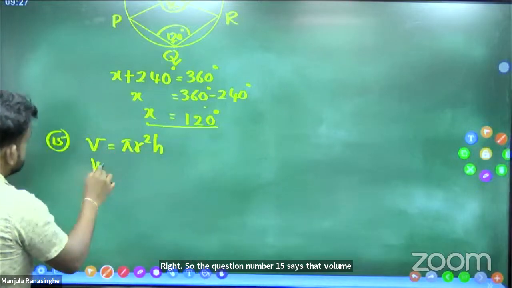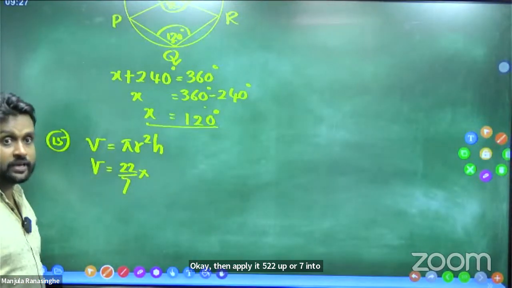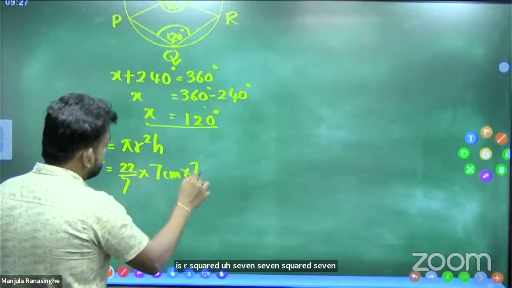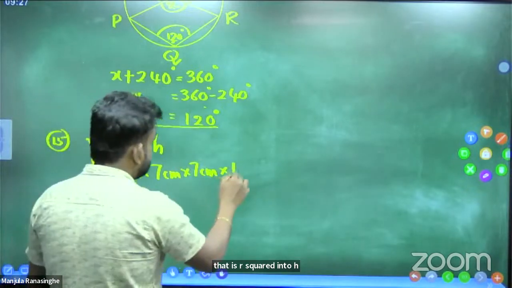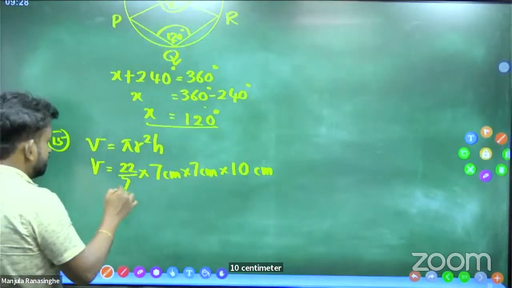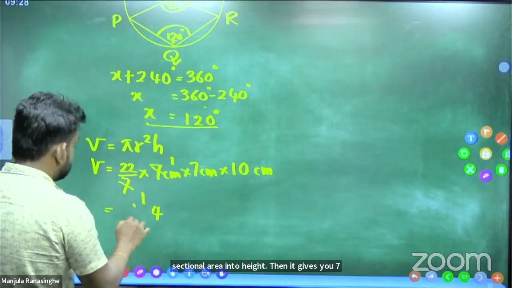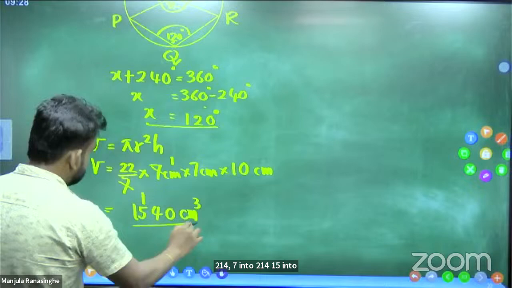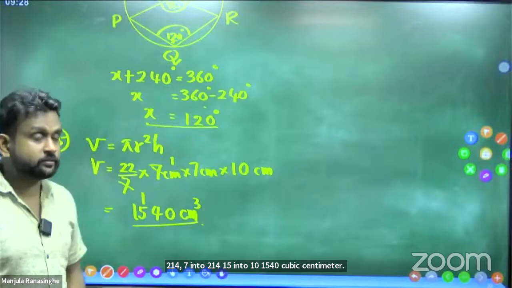Then apply it. 22 upon 7 into r squared. So what is r squared? 7 squared, 7 into 7, that is r squared, into h, height. The height is given as 10 centimeter. That's the volume. πr squared is the cross-sectional area into height. Then 7 into 2 is 14, 7 into 2 is 14, 14 into 10 gives 1540 cubic centimeter. That's the volume. That was question number 15.